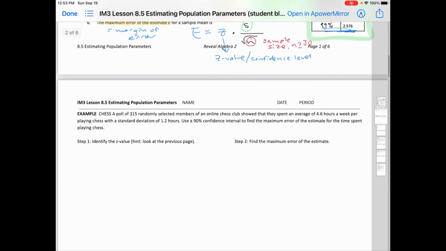All right, let's go over this chess problem. A poll of 315 randomly selected members of an online chess club showed that they spend an average of 4.6 hours a week playing chess, with a standard deviation of 1.2 hours. Use a 90% confidence interval to find the maximum error of the estimate for the time spent playing chess.